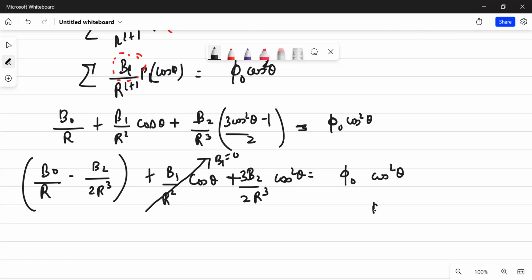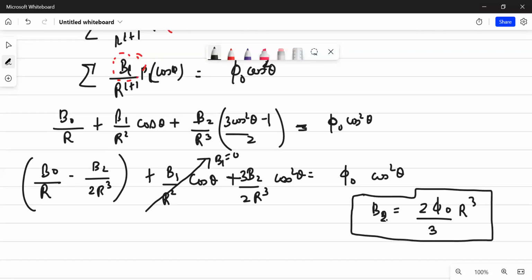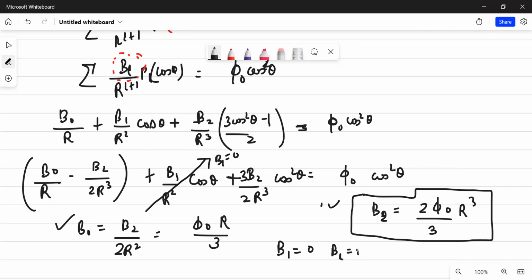B2, you know that B2 would be equal to what? B2 will be equal to 2 phi naught upon 3. Sorry, no, what will B2 be? There will be a phi naught R cube also, right? So B2 will be 2 phi naught R cube upon 3. Once you know B2, you'll find B naught also, because there's no constant term there. So your B naught is simply B2 upon 2R square, so you'll get phi naught R upon 3. So B naught is this, B2 is this, B1 is 0, and B_L is 0 for all other L.